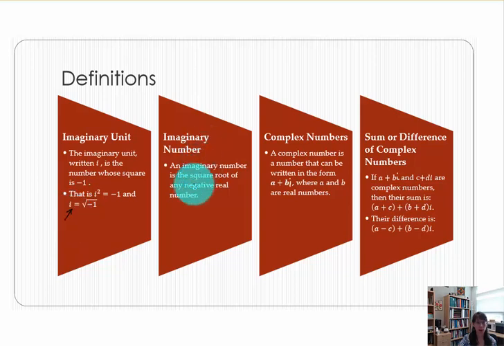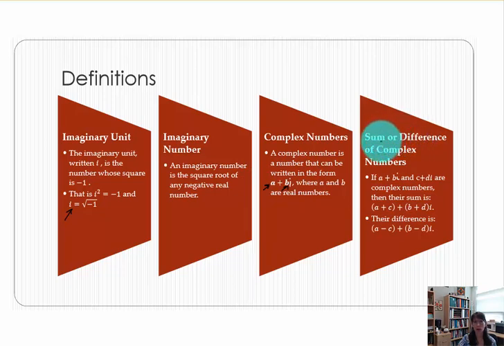An imaginary number is the square root of any negative real number. So we will have examples today including the square root of -1 and other negative numbers under the square root. Complex numbers are numbers that can be written in the form a plus bi, where a and b are real numbers. So you can see the portion that's written as a is a real number, and b multiplied by i would be the imaginary unit. When we put these together, that's considered to be a complex number.